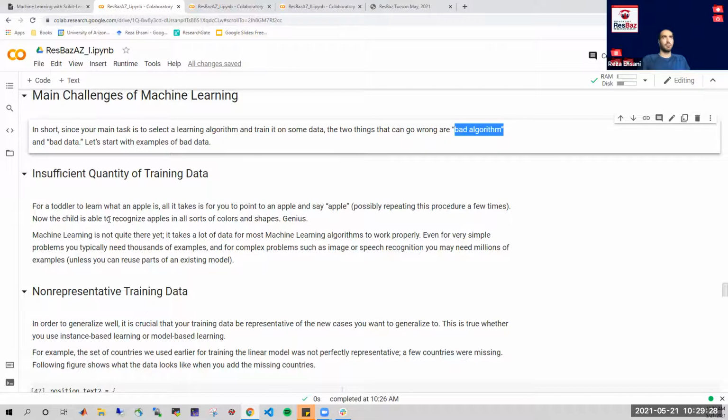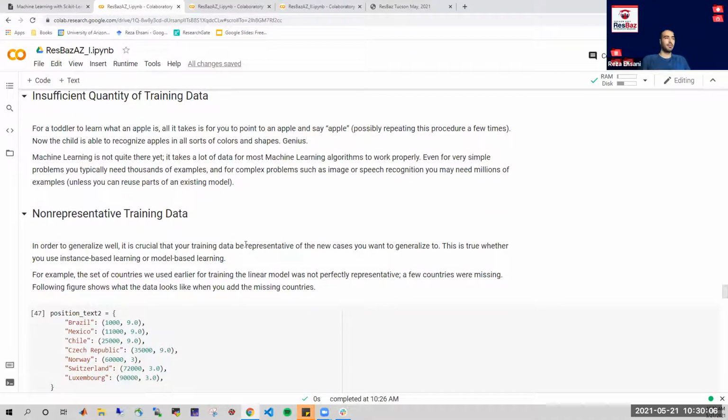But compare it with the case that we are trying to teach a toddler the word apple. What we need to do is to point to an apple and say apple and repeat this process several times. And the kid or child will learn to recognize apples in all sorts of colors and shapes. But machine learning is not quite there yet. As I mentioned, it needs a lot of data for most of the machine learning algorithms to work properly. Even for the simpler ones, we need thousands of examples. For much more complex ones like natural language processing, NLP, we need millions of examples.